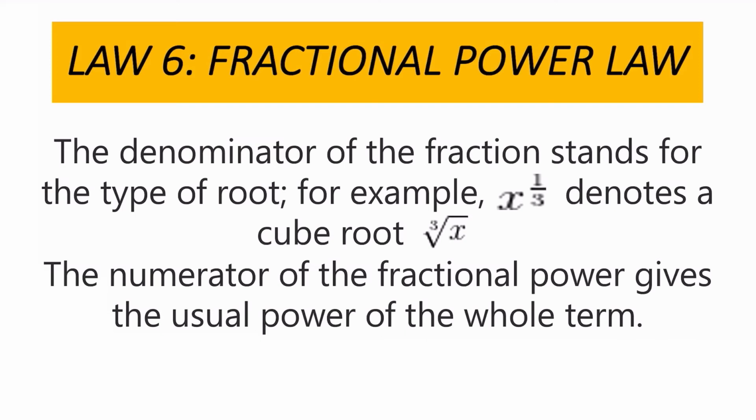The final law that we'll be looking at is law number 6, the fractional power law. Now this states that the denominator of the fraction stands for the type of root. For example, we have this fractional power and the denominator is 3. So we know that the type of root is going to be a cube root because 3 represents cube. It further states that the numerator of the fractional power gives the usual power of the whole term. So therefore, the whole term is going to be risen by the numerator, which is 1. In this case, the 1 was not placed here simply because 1 changes the value of nothing.